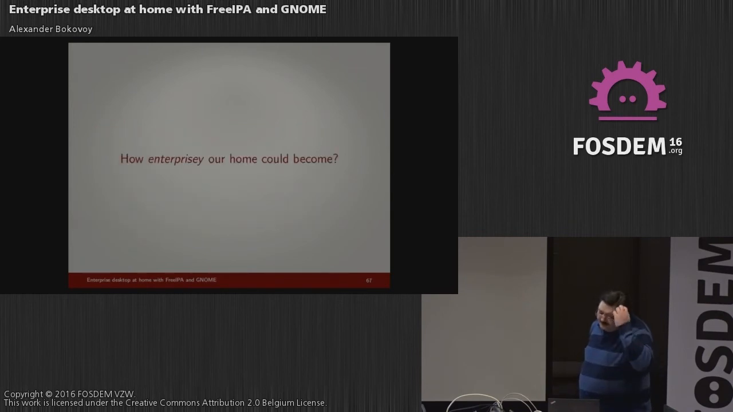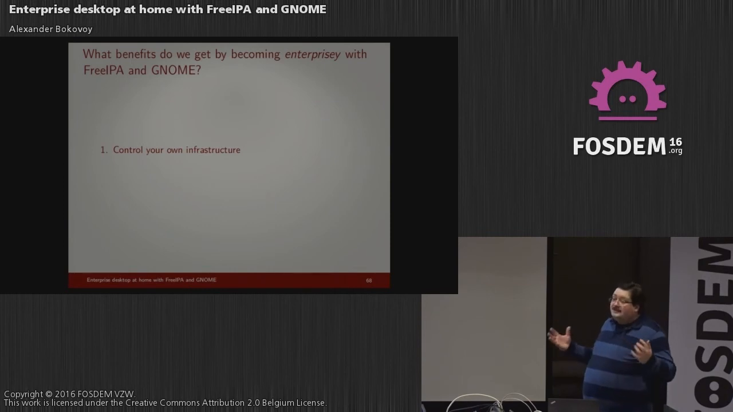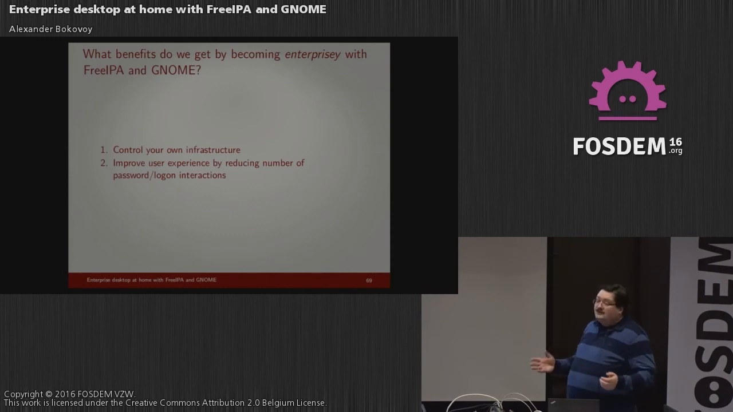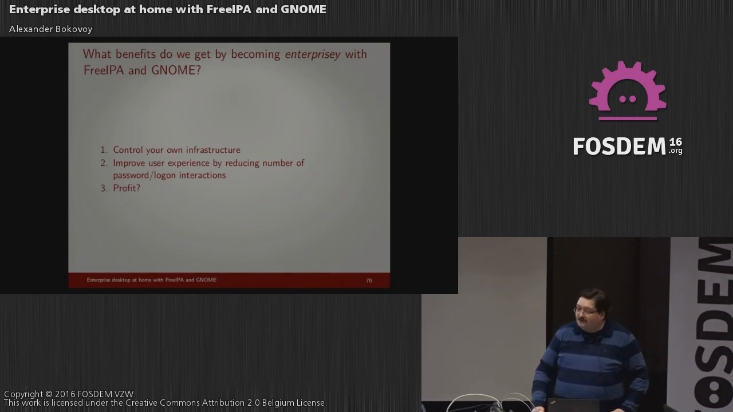So, how enterprise could our home become? Well, of course, what you get from these enterprise technologies now is you control your own infrastructure. That was for paranoids 5 years ago, for sane people today. You improve user experience for your family, for yourself, for your colleagues, if you're running your own business or your non-governmental organization and local interactions. And you profit from it. Your profit might not come as a certain bank of money, but certainly you improve the lost time that you spent on authenticating and reauthenticating, you can spend finding something more tangible to do.